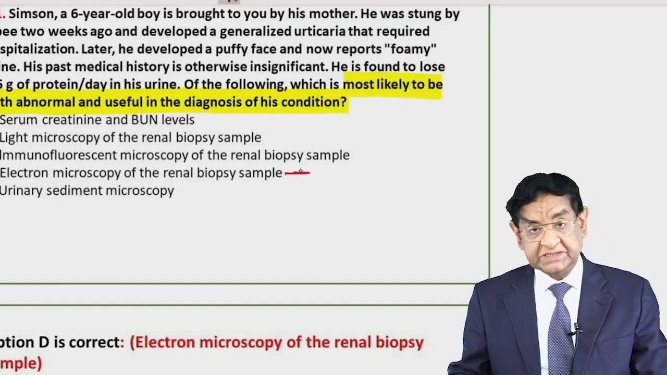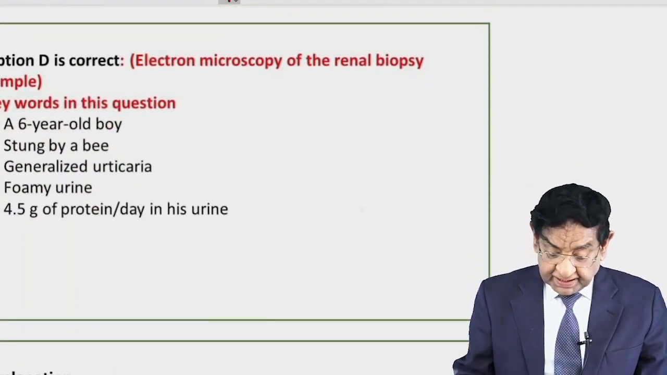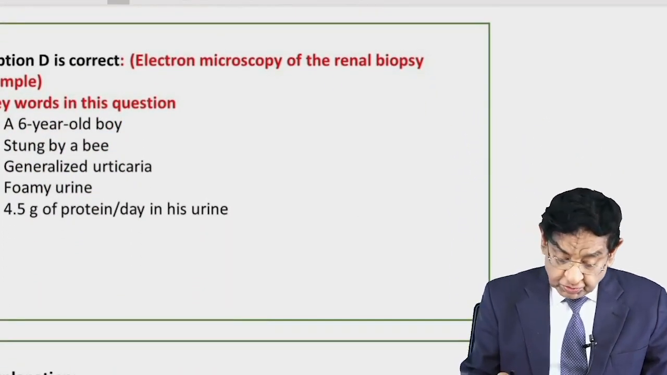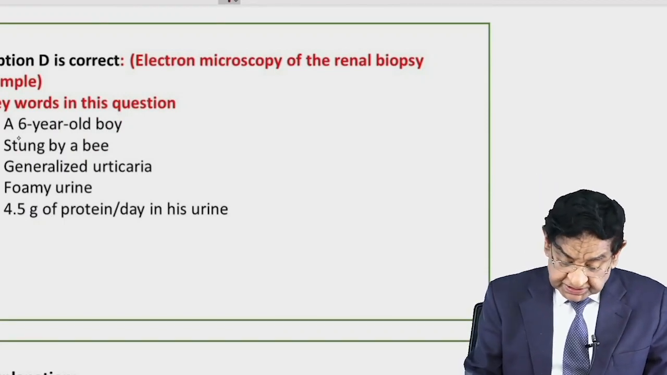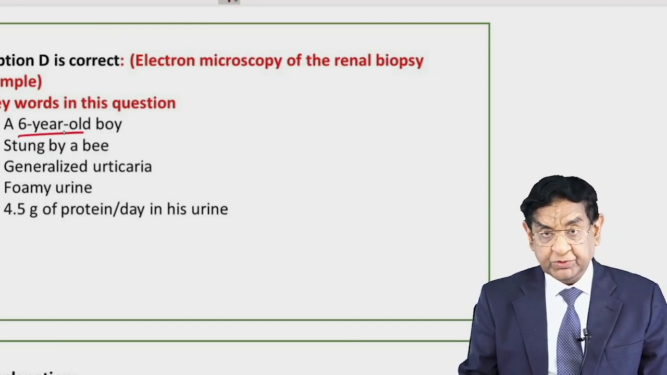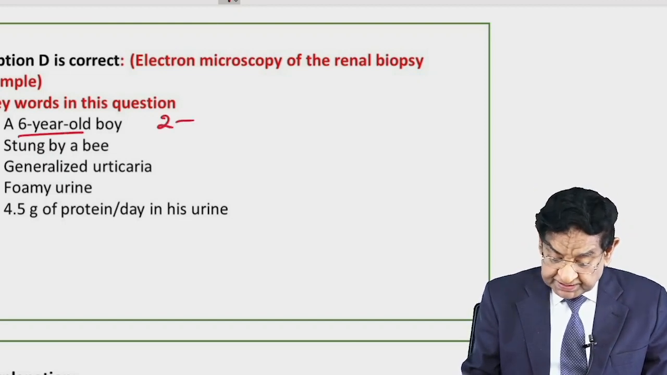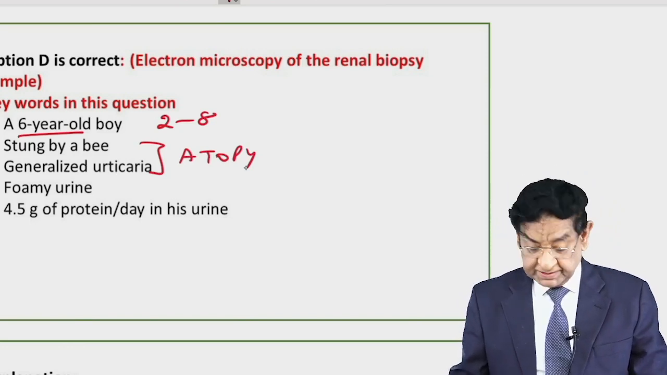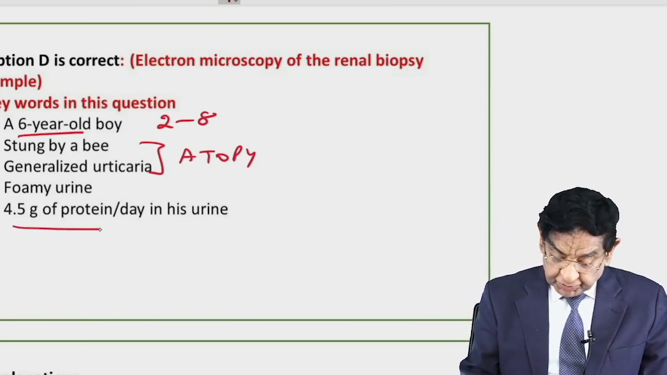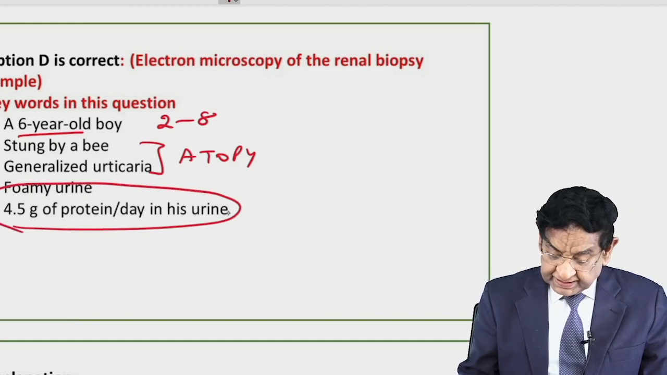Okay, let's discuss the question now. By now, what are the keywords in this question? The keyword is 6-year-old boy. I told you the common age of minimal change is 2 to 8 years. Stung by bee, generalized urticaria, that means it is due to atopy, and atopy is an inducing factor for minimal change. Foamy urine, protein 4.5, that means he's in the nephrotic syndrome range.